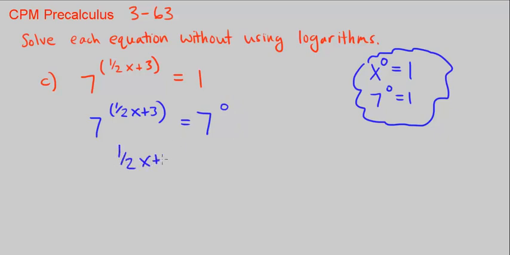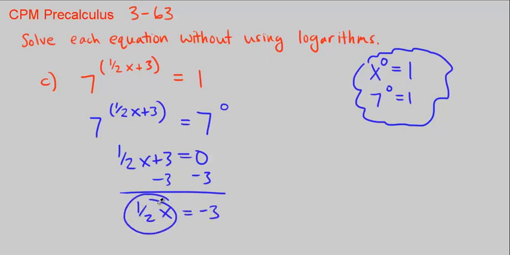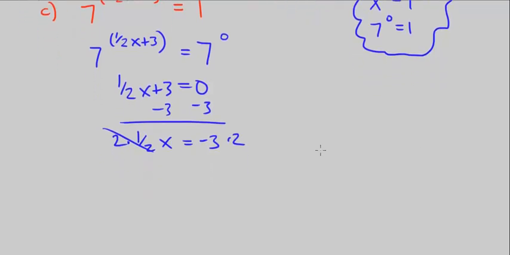Then we have 1/2 x plus 3 equals 0, two exponents. Solve for x, subtract 3 from both sides. We have 1/2 x equals negative 3. We can either divide by 1/2 or multiply both sides by 2. Multiplying both sides by 2 is the same as dividing by 1/2. 2 times 1/2 is 1, so we get x is equal to negative 3 times 2. So that's negative 6, right? And that's going to end it for us, CPM Precalculus Chapter 3, number 63.